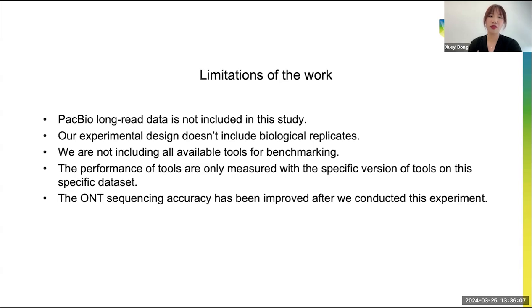And the performance of the tools are only measured with the specific version of the tools. But as I know, a lot of the tools have been updated after we did this experiment, and the performance may be changed. And also, as I heard that the Nanopore sequencing accuracy has been improved quite a lot after we conducted this experiment. So currently the Nanopore sequencing accuracy can reach 99%, I think, which is much better than what we had when we conducted this experiment.